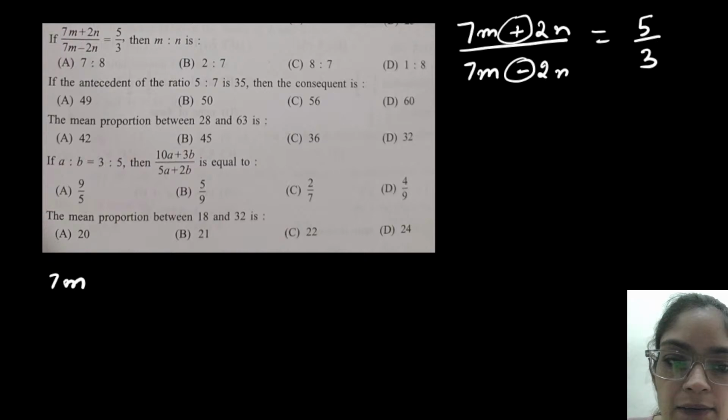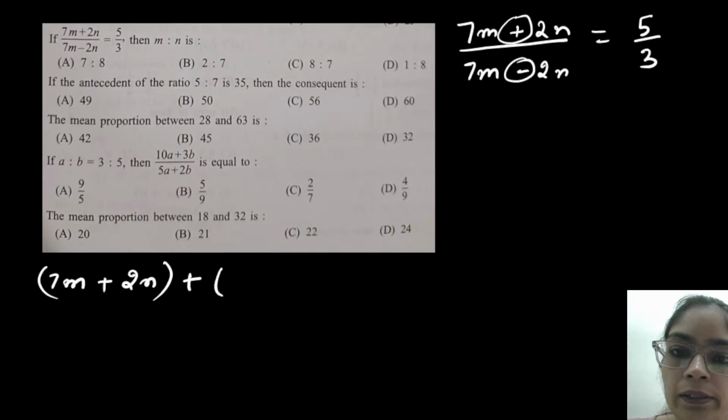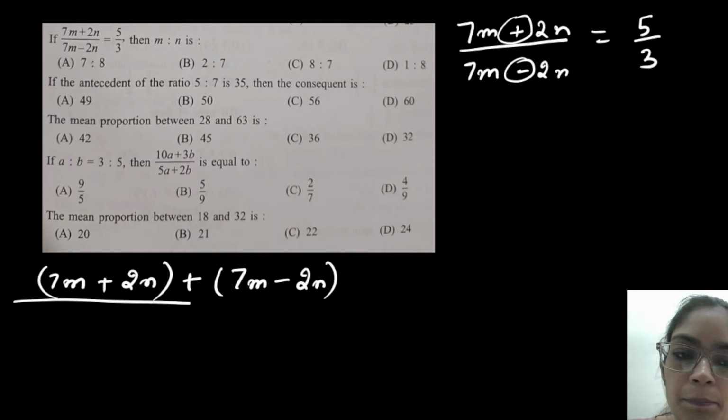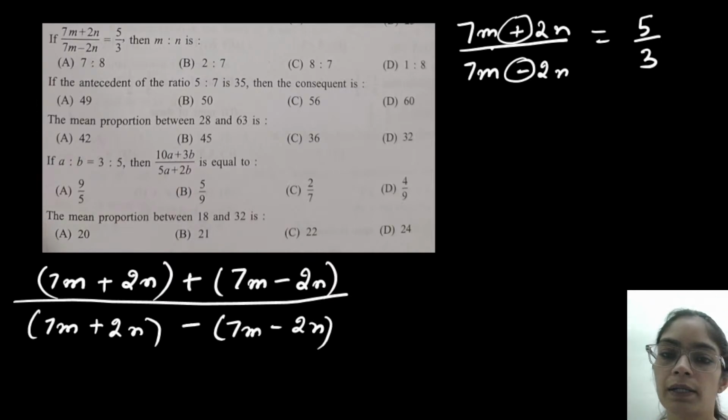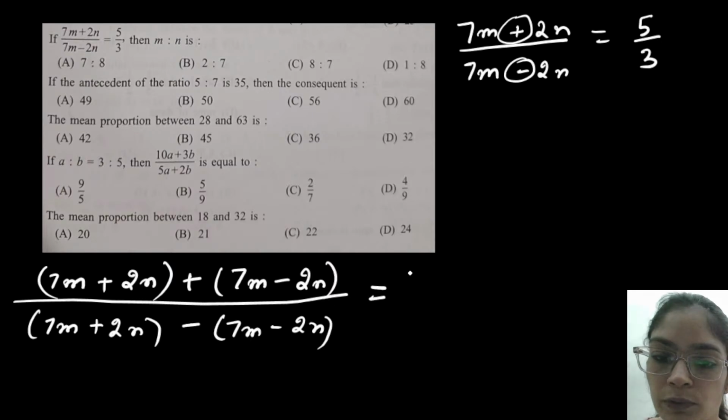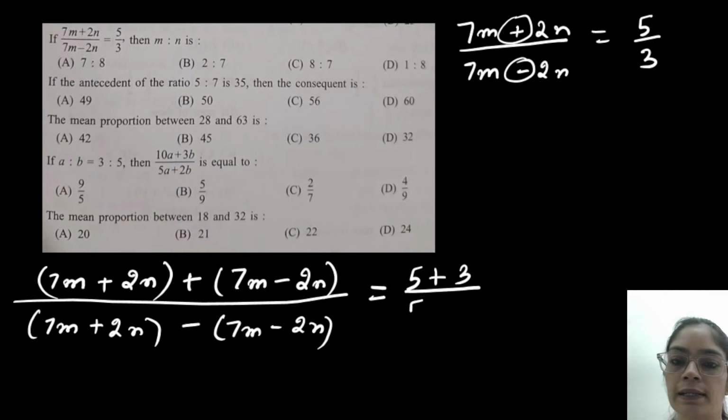So numerator is 7m plus 2n, numerator plus denominator, so denominator is 7m minus 2n, by numerator 7m plus 2n minus denominator 7m minus 2n. This is the property, addition of numerator and denominator divided by subtraction of numerator and denominator. So both sides we have to do. So this side also, addition of numerator and denominator is 5 plus 3, subtraction of numerator and denominator is 5 minus 3. So let's simplify this thing.